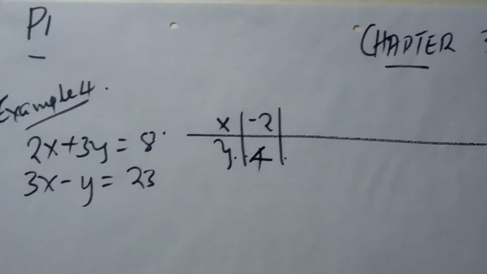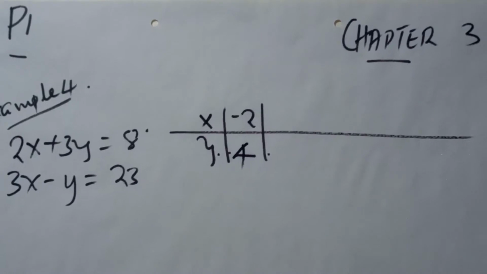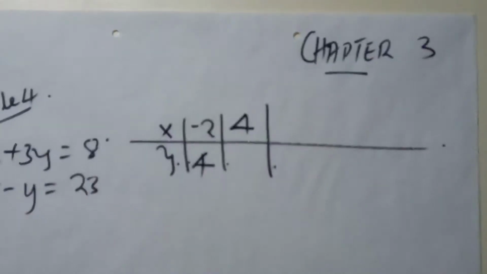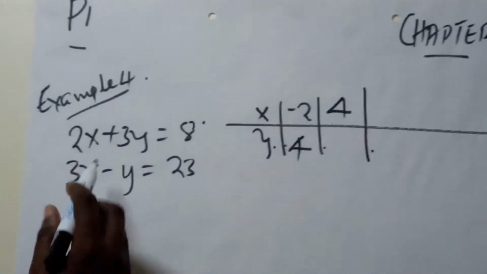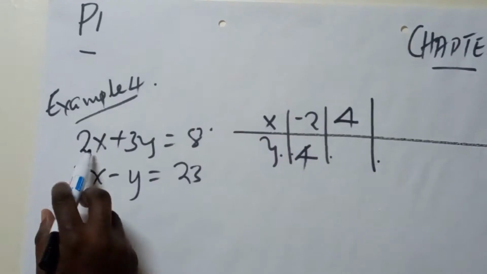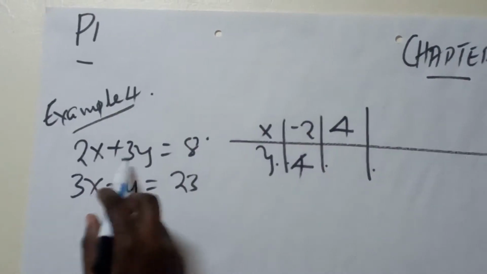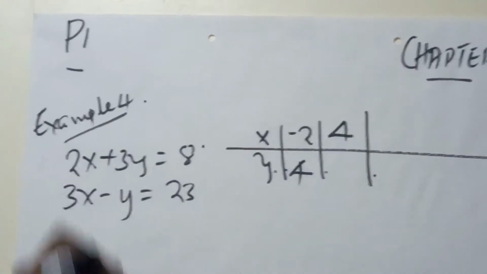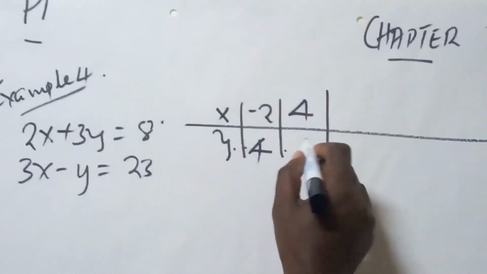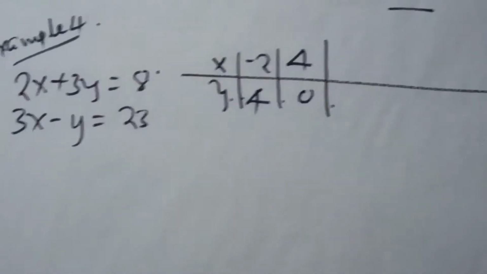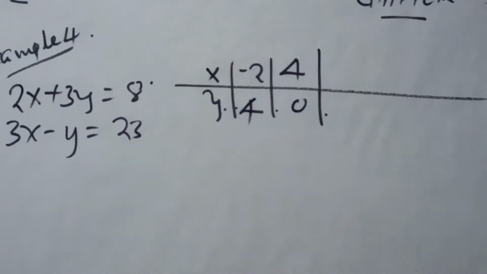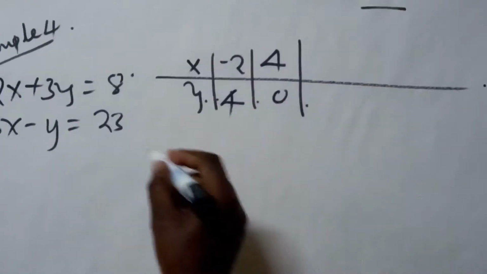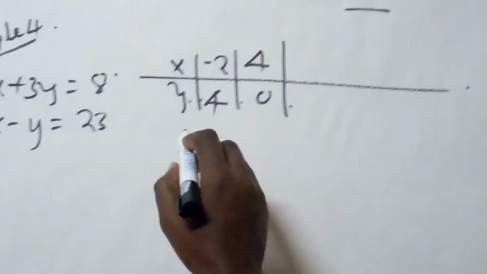That is just but 1 point. We may talk about some other point. Let's talk about when x is 4. When x is 4, then this is 8. 8 plus 3y is equal to 8. So 3y is going to be 8 minus 8, which is 0, and therefore y is 0. Those 2 points are enough to draw that straight line, because you will draw and produce the line. That is line 1.